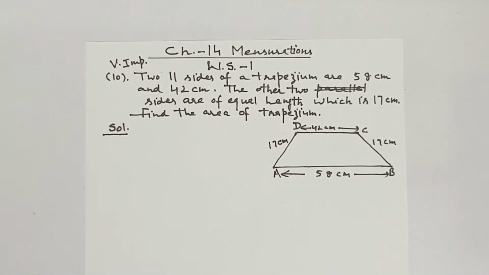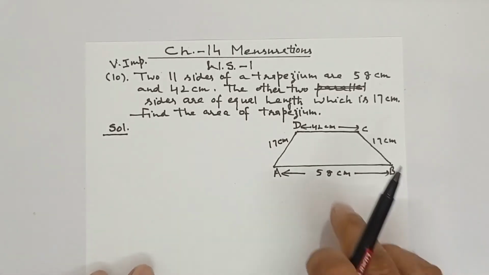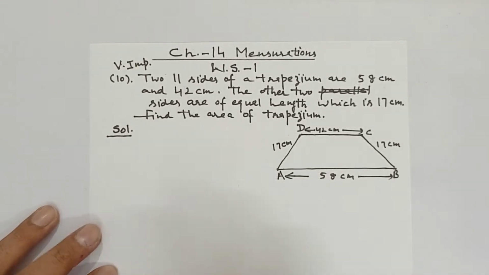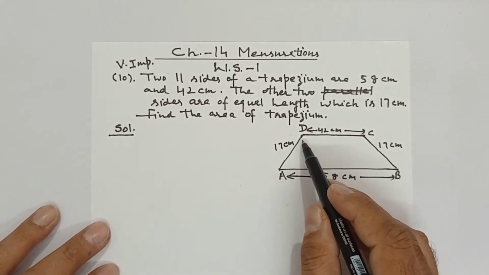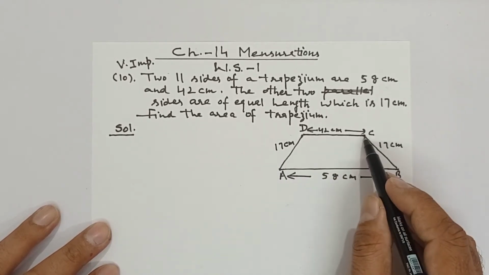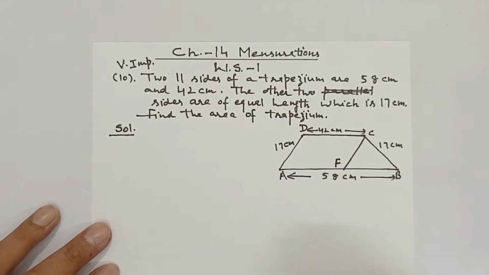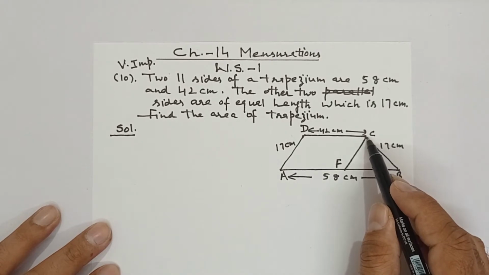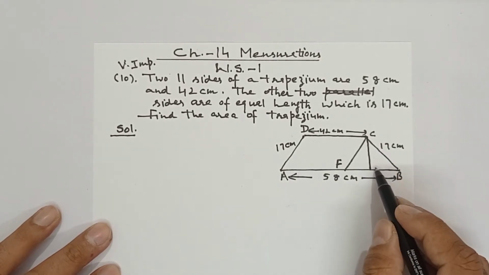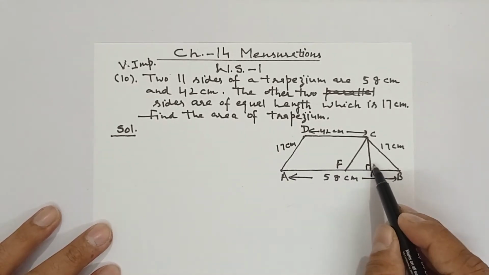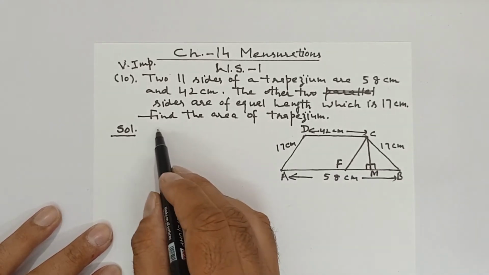As you know, the formula for the area of a trapezium is 1 by 2 into the sum of parallel sides into altitude. Here the parallel sides are given but the altitude is missing. To find the altitude, you need to do the solution this way. What do you need to do first? Parallel to DA, you need to draw CF. CF is drawn parallel to AD. And one more construction is to be done: CM perpendicular to AB. This is 90 degrees.